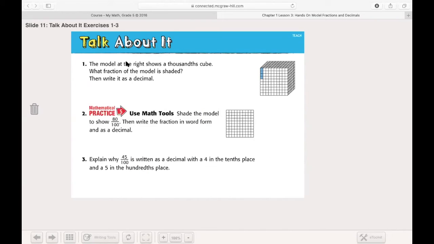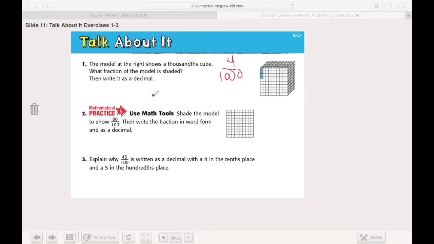Number 1, the model at the right shows a thousandths cube. What fraction of the model is shaded? Write it as a decimal. So I'm looking at a thousandths cube, right? It's not just 100, it's 10 times deep, okay? So it's out of 1,000, 4 out of 1,000. Now, how would I represent that?